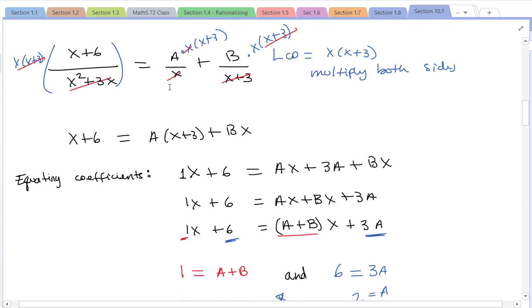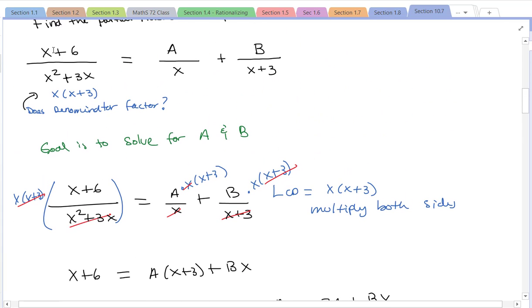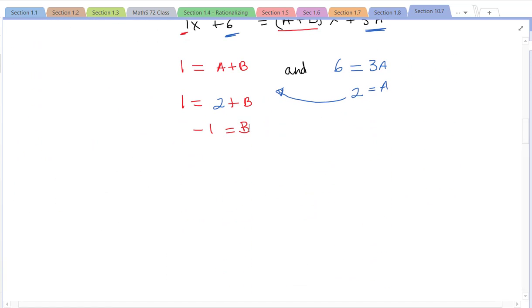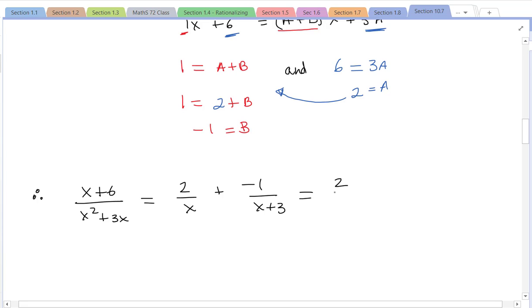And let's go back to our partial fraction. Our original problem said x squared plus 6 over x squared plus 3x is equal to a over x plus b over x plus 3. So let's go back. What we just found the values of a and b, so we can say therefore x squared plus 6 divided by x squared plus 3x came from 2 over x plus negative 1 over x plus 3. So we can really say 2 over x minus 1 over x plus 3. And so this will be the partial fraction decomposition for this problem.